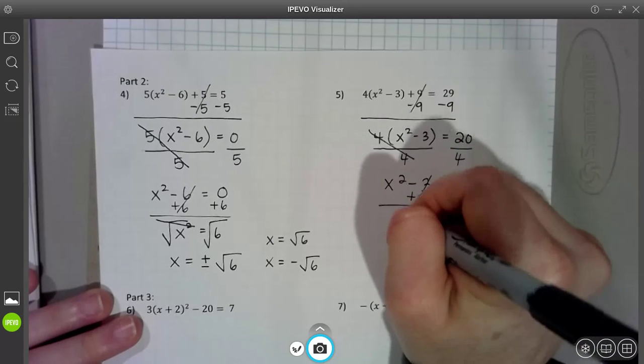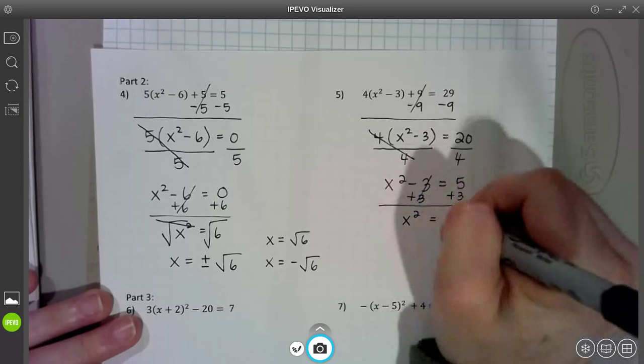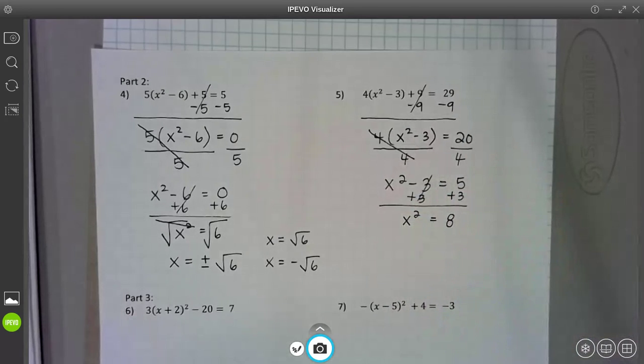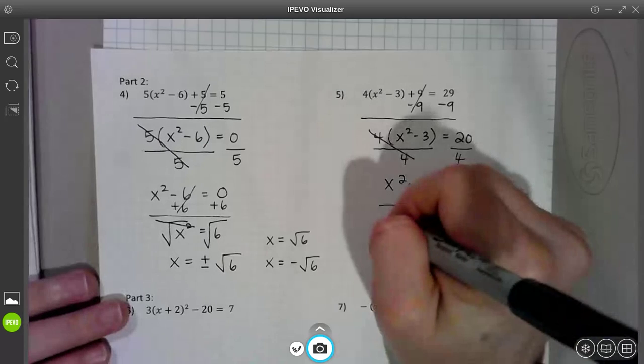And you end up with x squared equals 8. Okay, we're there. What numbers can I square to equal 8? Because those numbers are my answers. Well, to find that out, let's unsquare. Let's square root both sides.